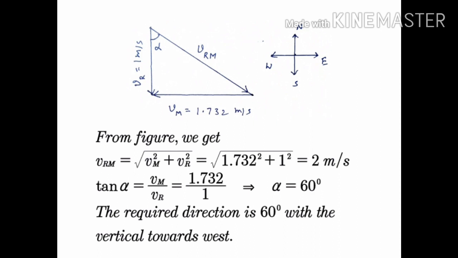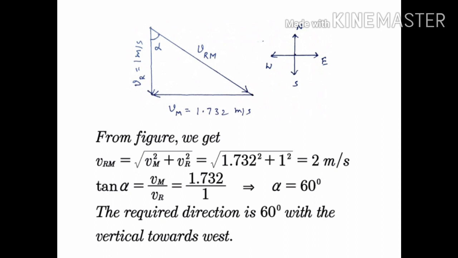In this case, the velocity of rain is falling vertically downwards, and VR bar and VM bar are taken as shown in the diagram, and the final points are coincided. VM bar is taken along west direction. By joining the initial points of VR bar and VM bar, we can get VRM, and from that figure we get VRM and alpha values.